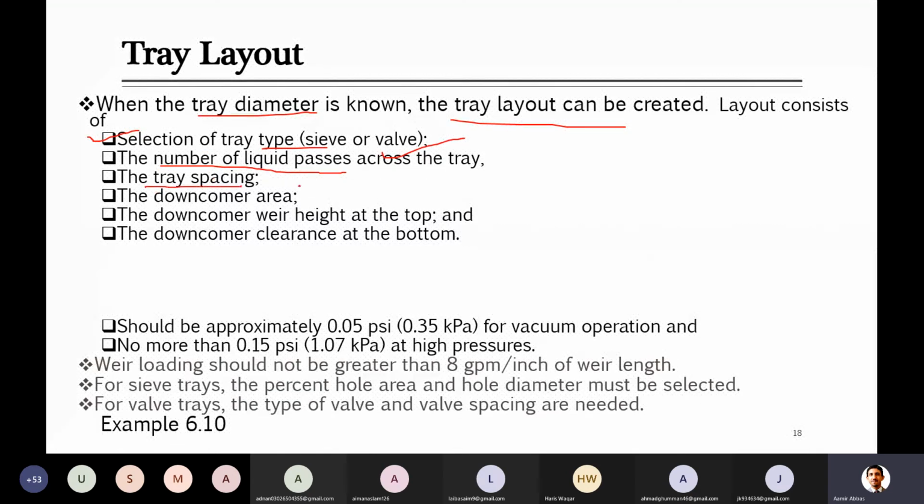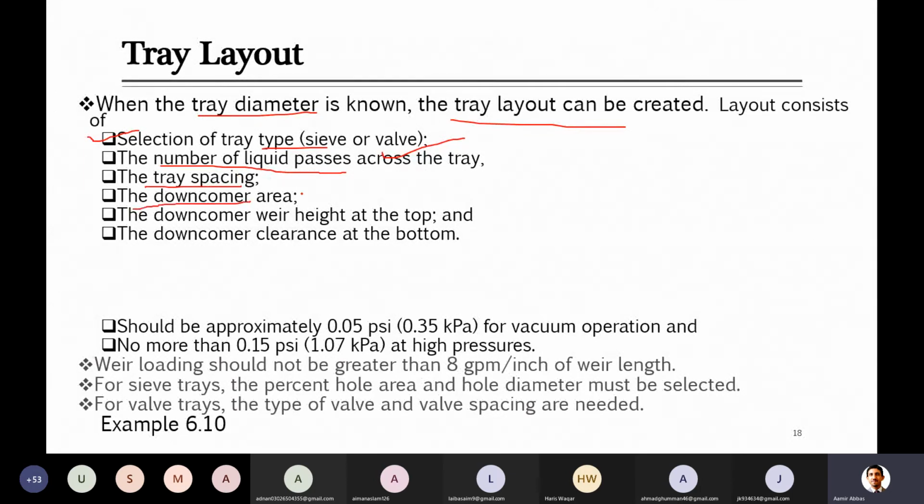There is also something related to the tray spacing. We just discussed that depending on the requirement, whether you have a few trays or a large number of trays and the height of the column, you can adjust that, but 24 inch is optimum or good to go for.